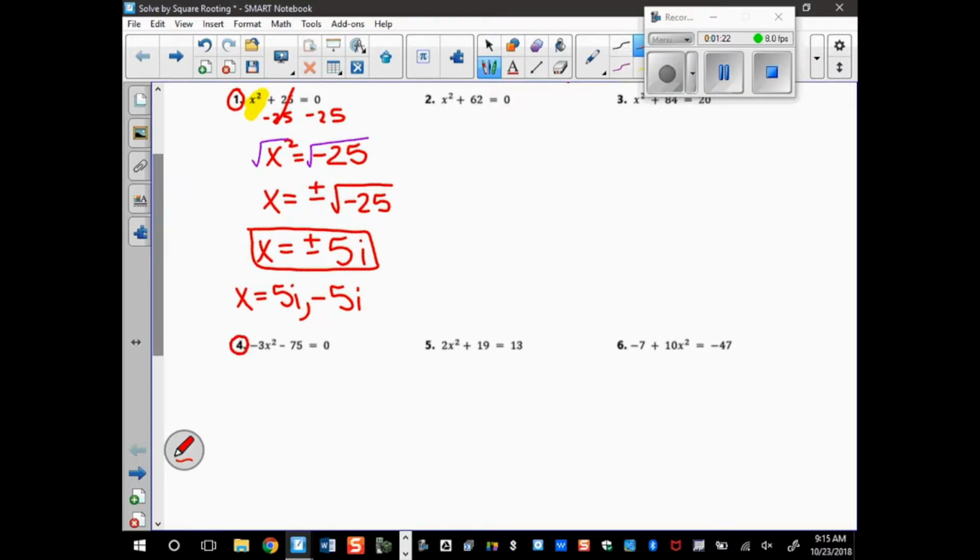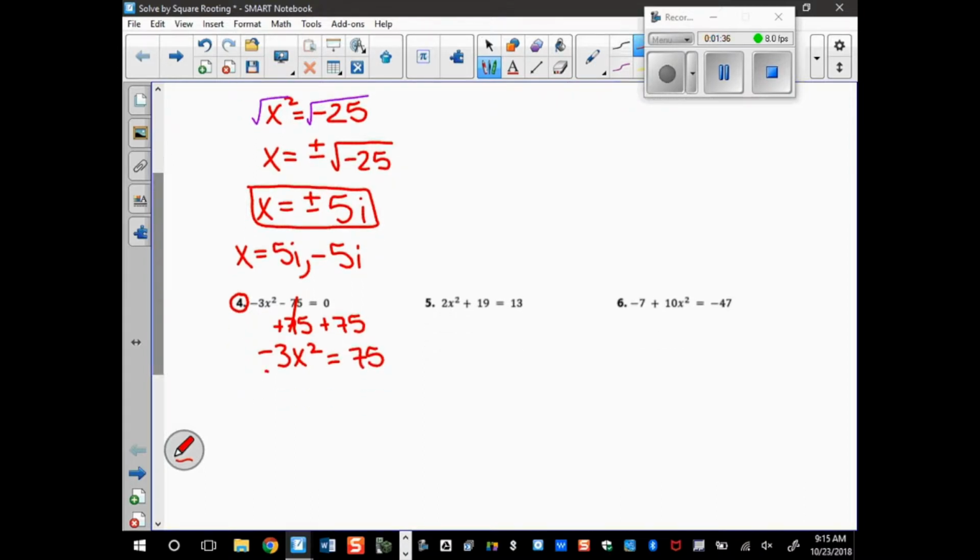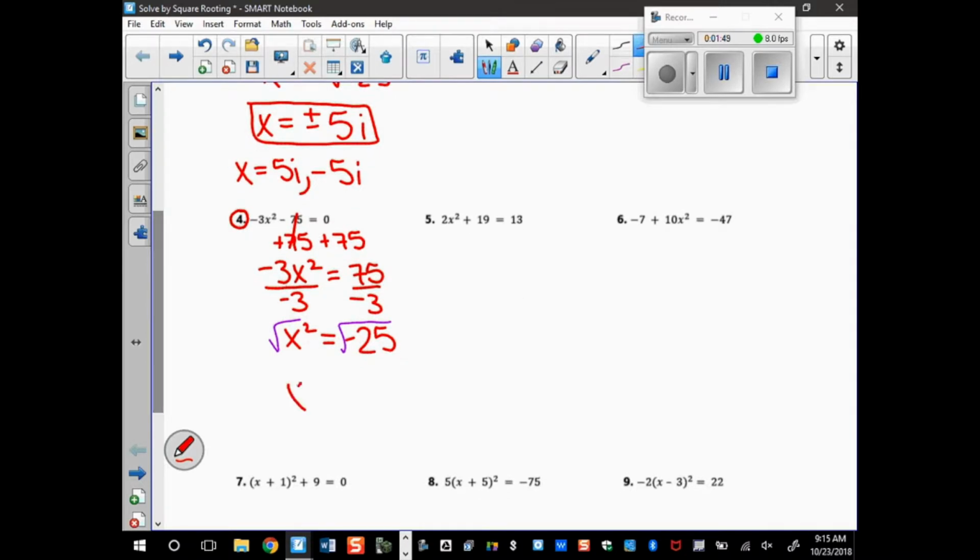On number 4, first thing I need to do is move that 75. So I have negative 3x squared equals 75. X squared is still not by itself, so I need to divide by negative 3. X squared equals negative 25 again. Did not do that on purpose. Square root. I end up, again, with plus or minus 5i.